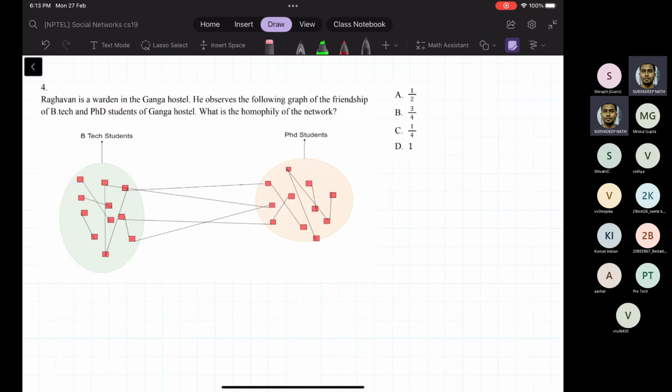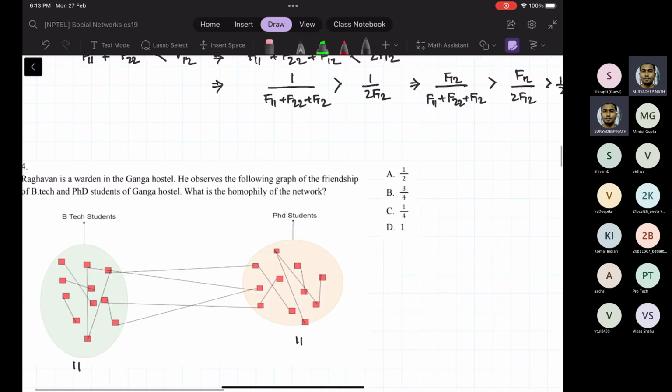So, coming to question 4, Raghavan is a warden in the Ganga Hotel. He observes the following graph of the friendships of BTech and PhD students of Ganga Hotel. What is the homophily of the network? So you have BTech students and PhD students. If you count, there are 11 BTech and 11 PhD students.